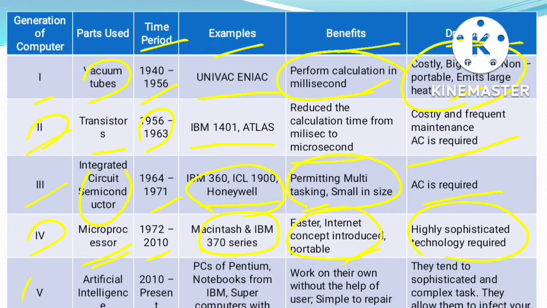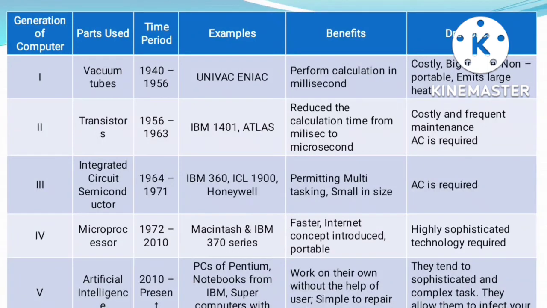Benefits. What are the benefits? They work on their own without the help of the user and are simple to repair. And what are the drawbacks? It tends to be sophisticated. Let us take a quick revision. So there are five types of generation.